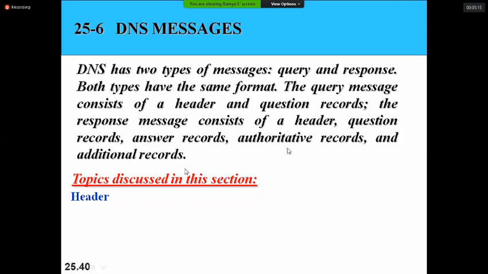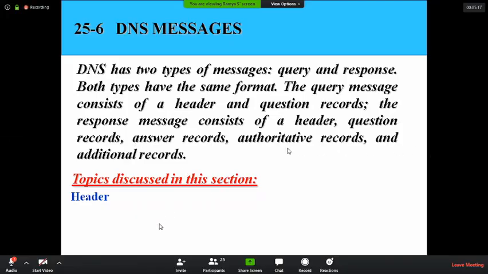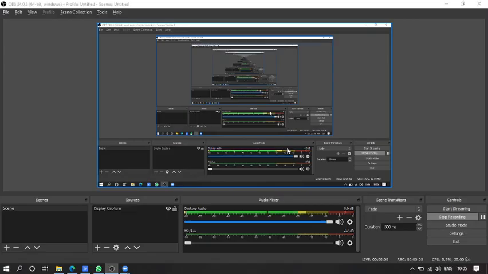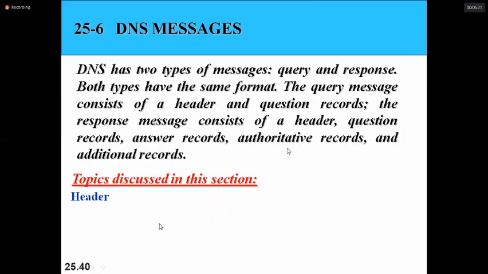The topic we are supposed to cover, and this is the last topic in DNS, a very short topic, is how the header of the DNS looks and what all the elements involved in the header are. Basically, DNS has only two types of message, as you know, because it is a client-server model. So we have either a query or a response.